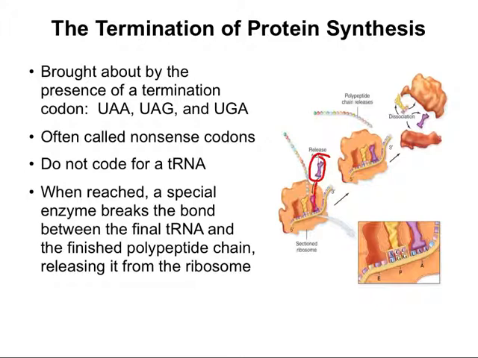When the release factor lands in the A site, essentially the whole thing blows apart. It involves a special enzyme that breaks the bond between the final tRNA and the finished polypeptide chain, and thus releasing it from the ribosome. Let's take a quick look at an animation of the termination process.